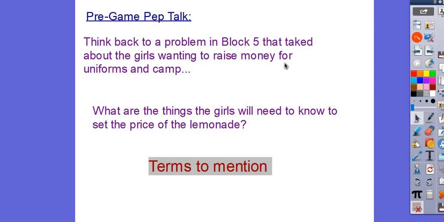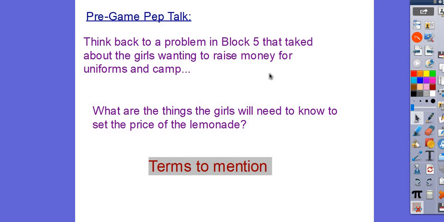So yesterday in block 5, trying to refresh my memory, we looked at these girls selling super sour lemonade to raise money for uniforms and a summer camp that they're wanting to do. They were wanting to make the lemonade quickly, so we looked at percent of air and what was acceptable for the air. Now today we're going to focus on the money that they're raising from that problem.